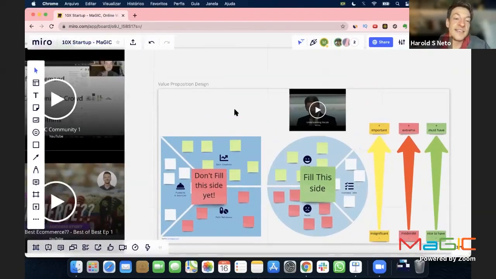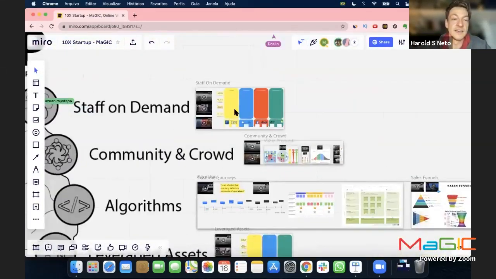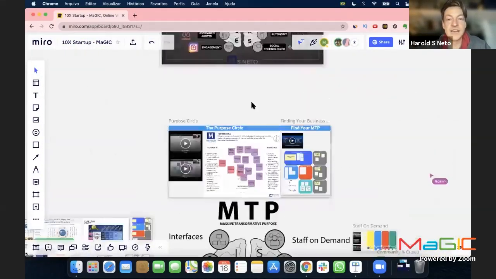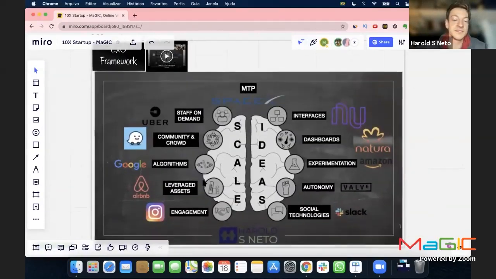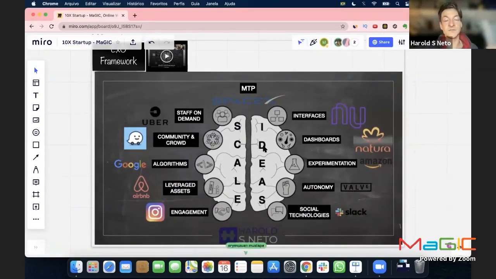Now, how does the exponential framework go? First, you have the MTP. We have spoken about that before. It was our last conversation, the focus on the massive transformative purpose, and how your brand is the mentor of a hero's journey. And this was all explored in our last conversation.